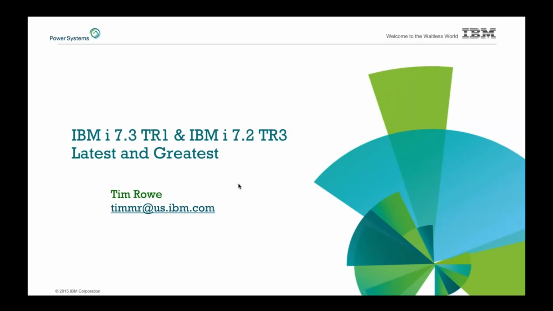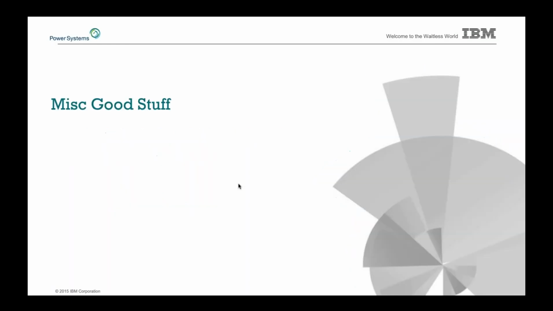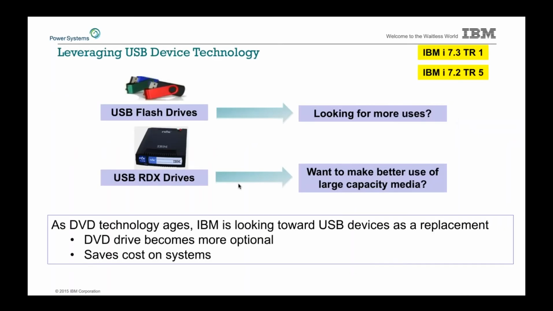7.3, 7.2. Some of these are also exciting, which is always good. So I'm going to start off with some miscellaneous good stuff, as I call it. This is a couple of things that I didn't have a great category to put some of these things in, so I'm just going to throw them here and cover them right at the beginning.